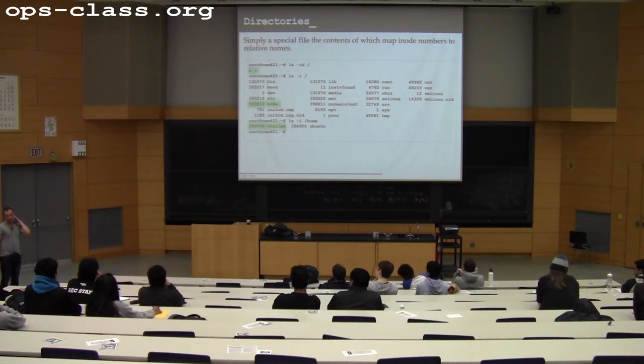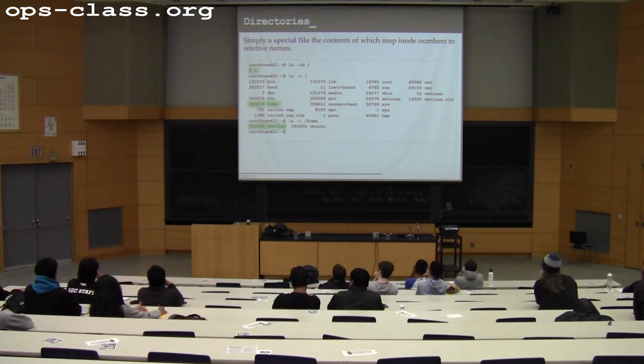But other than that, directories are just files, except for the fact that the file system maintains the contents of that directory as its own sort of separate data structure. So the data blocks associated with the directory make up a data structure that allows the file system to map names to inode numbers. So let's talk about how this works.